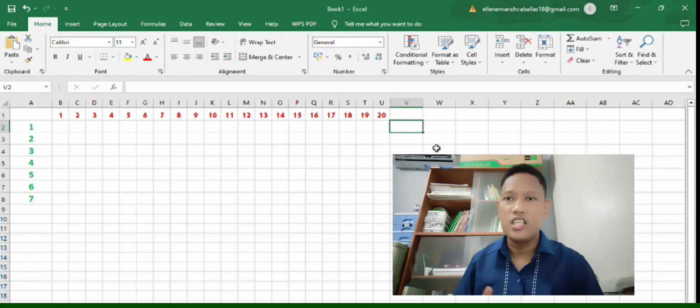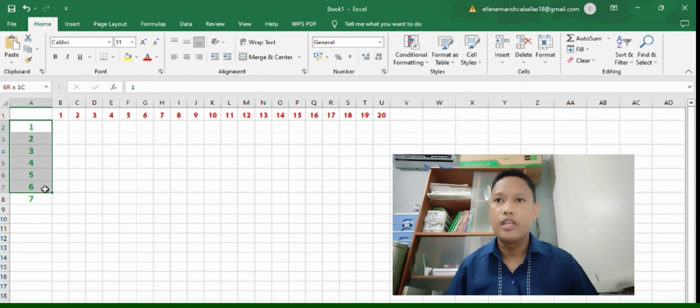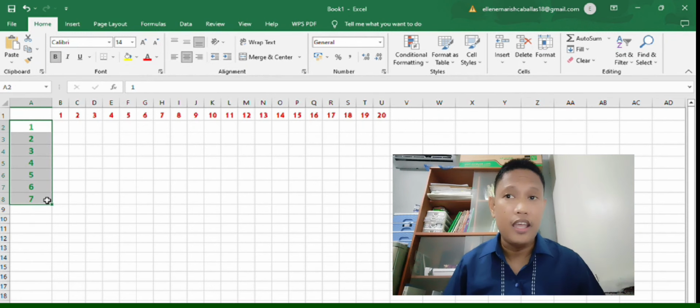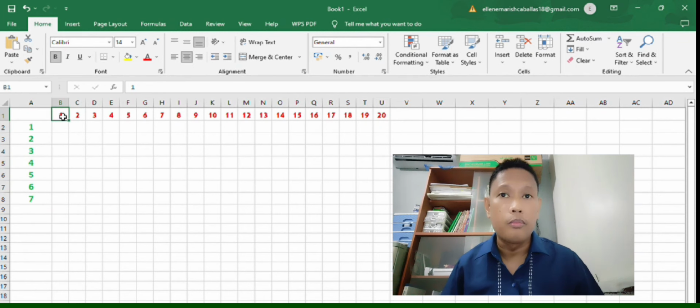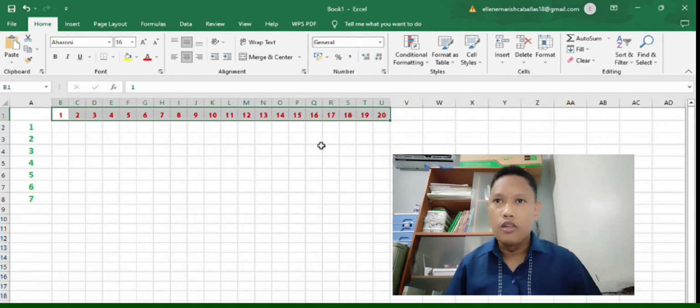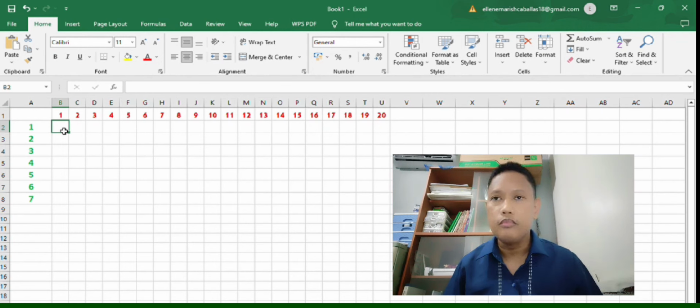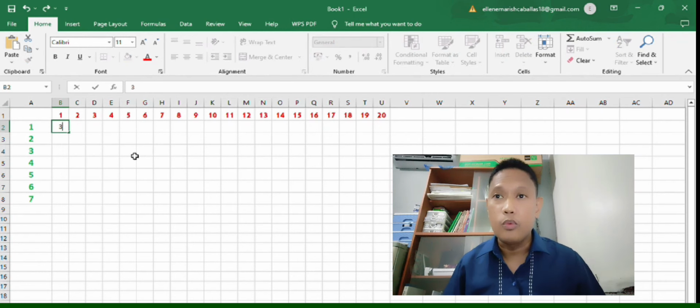So let's see here. Alright, as you can see, we used Microsoft Excel. The ones colored green are the indicators. We actually have 7 indicators. And the numbers in red are the total number of respondents. We actually have 20 respondents. Okay. So let's say that respondent number 1, for item number 1, answered agree, which is 3.